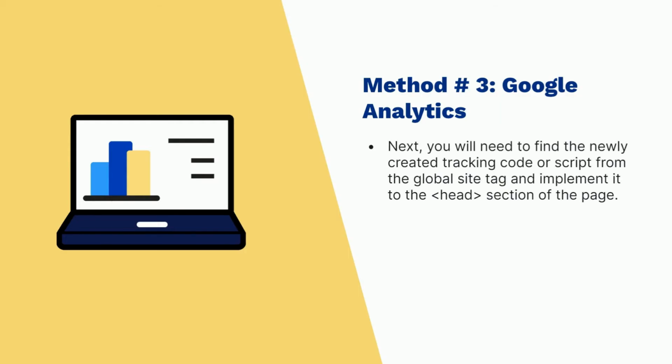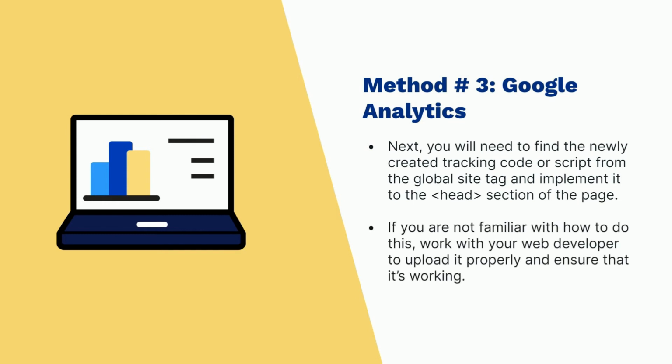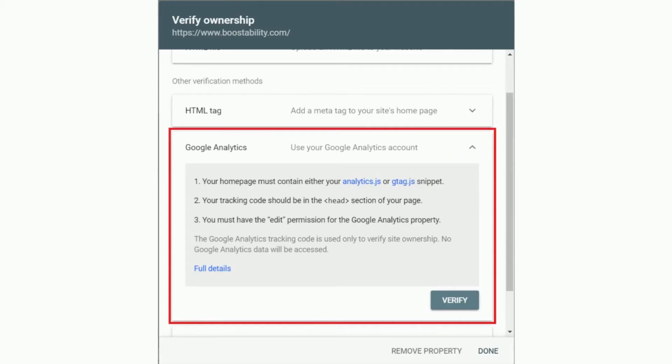Next, you will need to find the newly created tracking code or script from the global site tag and implement it to the head section of the page. If you are not familiar with how to do this, work with your web developer to upload it properly and ensure that it's working. Once it has been implemented into the head section and the site has been published, click on Verify. The verification should be completed immediately.